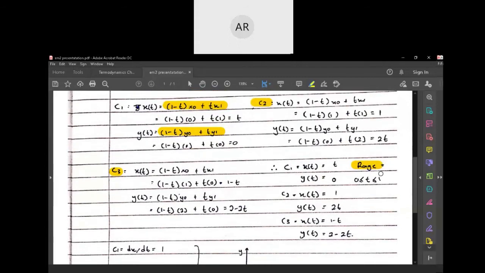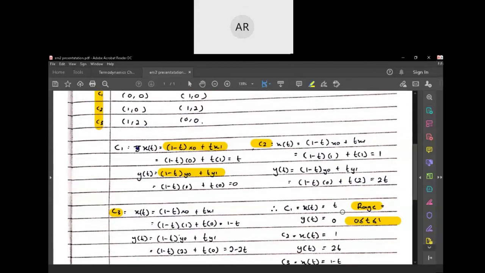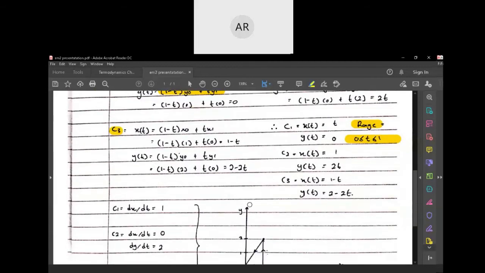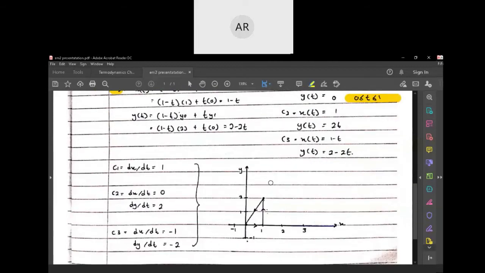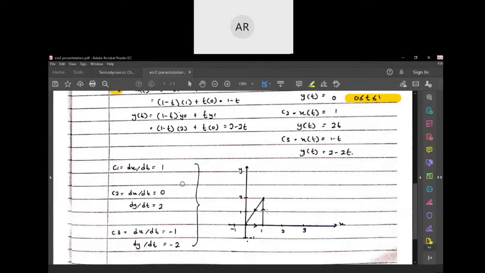For the range, we substitute t equal to 0 and t equal to 1, and we should get the same values for x0, y0 and x1, y1. Then for the pattern of the graph, we differentiate the xt and yt of C1, same for C2 and C3. So we get the pattern for the graph.